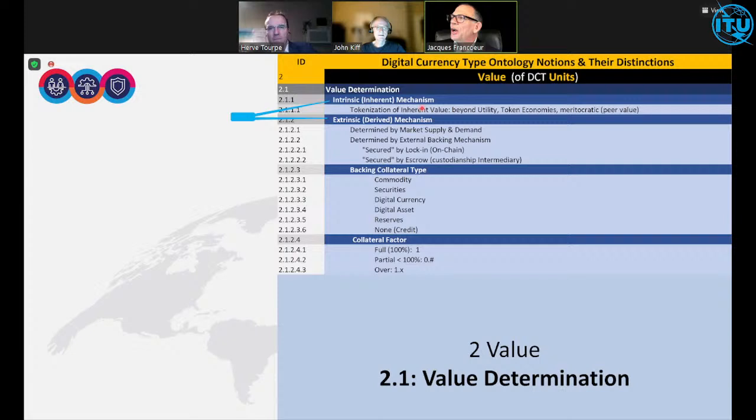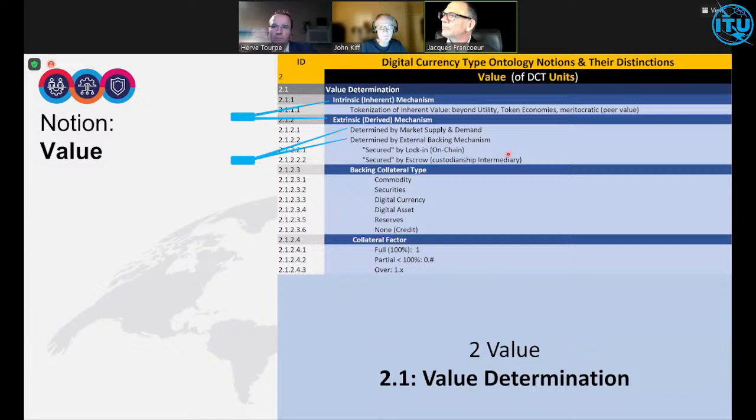And then here on the extrinsic, it's either determined by supply and demand. And again, John, you see currencies when you look at the ontology, so feel free to throw in the names of the currencies. But this would obviously be a Bitcoin scenario, or a scenario where it is backed externally. And that would be an example, by the way, of a stable coin. The people in the digital currency world are debating about different forms of stable coins.